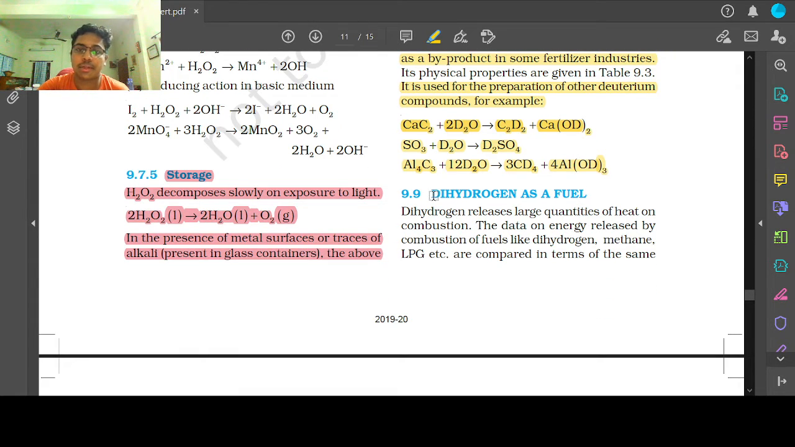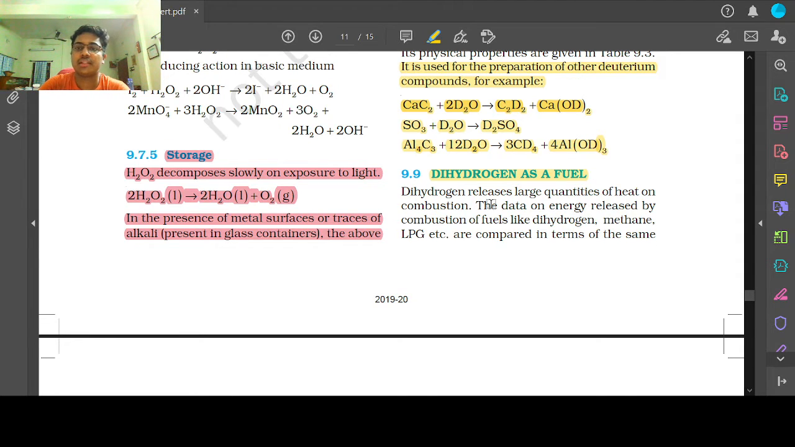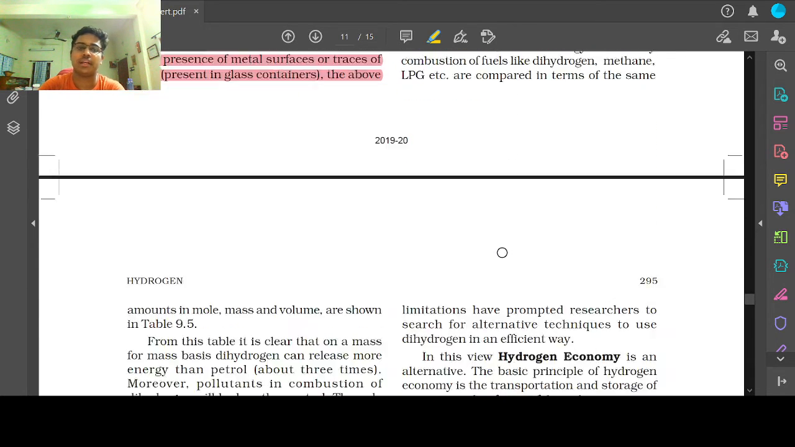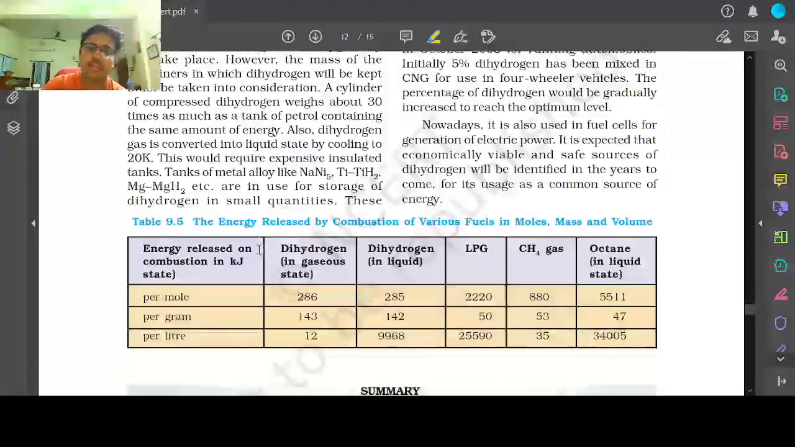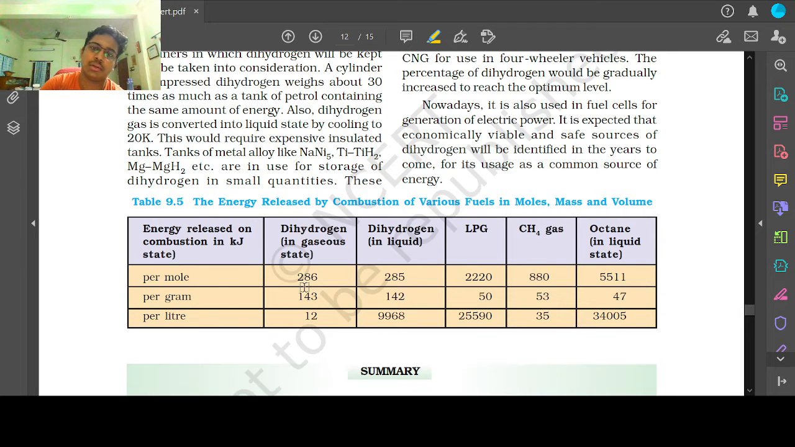So dihydrogen is a fuel. We started the chapter with some quotes that reflect the use of hydrogen as a future fuel, and we end the chapter also with the topic of dihydrogen as a fuel. Such a coincidence. Dihydrogen releases large quantities of heat on combustion. The data on energy released by combustion of dihydrogen, methane, and LPG are compared in terms of same amount in moles, mass, and volume as shown in table 9.5. This is the table. If you want to learn or compare, you can do it.